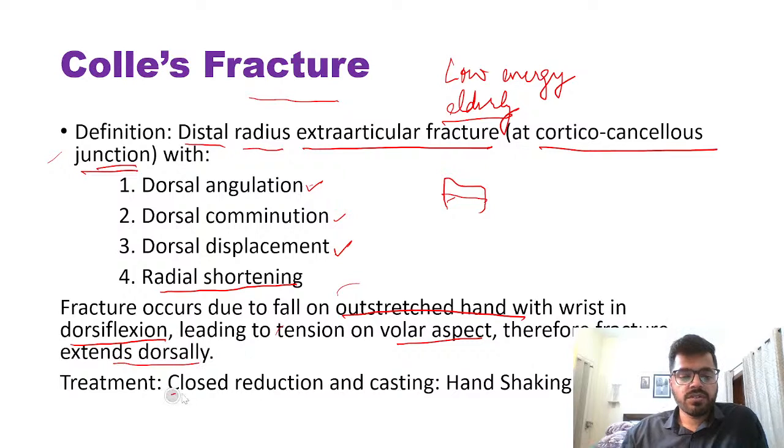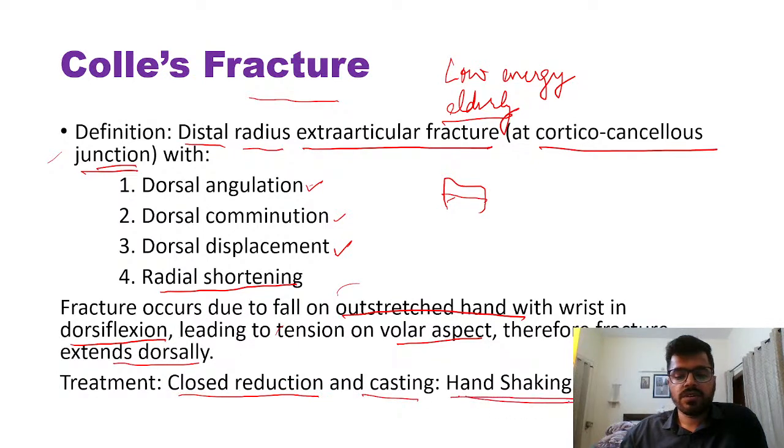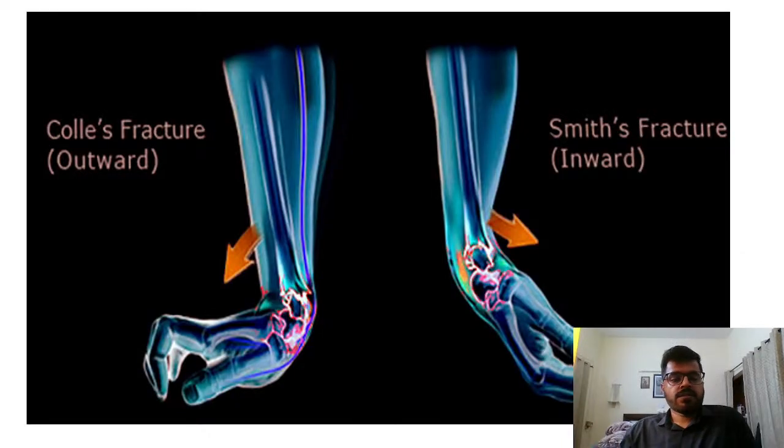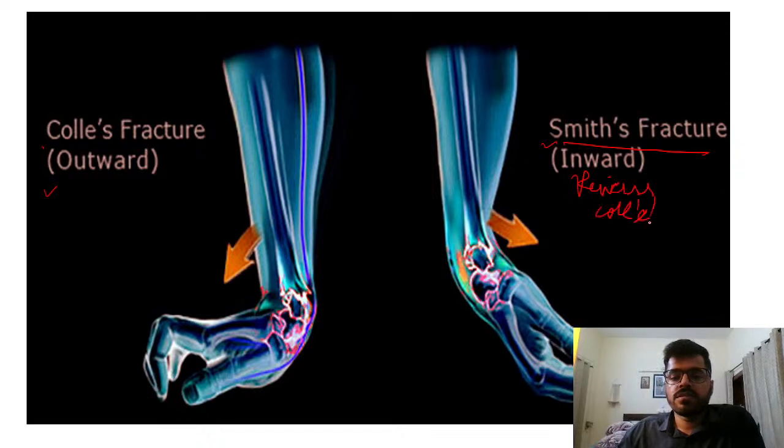Treatment is closed reduction and casting. A handshake cast is given in Colles fracture. If there is a dorsiflexed hand, there will be a Colles fracture, and if there is a palmar flexed hand, then there will be a Smith fracture, that is the reverse of Colles. It's also called reverse Colles fracture.